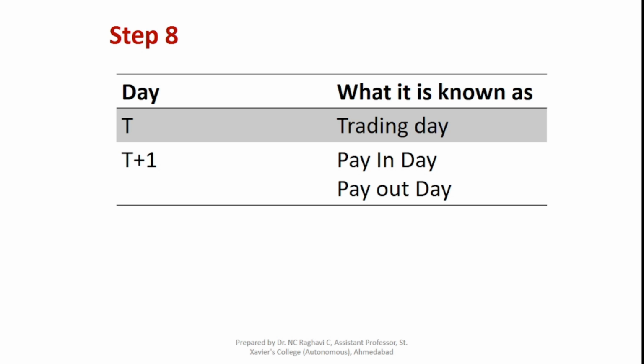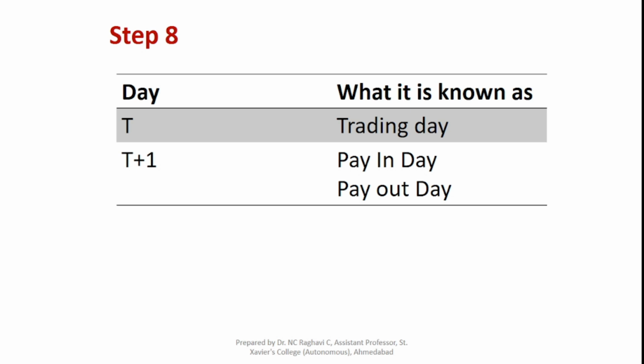Step 8 is regarding the bifurcation of the days. Nowadays, from January 2023 onwards, the trading settlement cycle is T plus 1. Earlier it used to be T plus 2. Now what does T plus 1 stand for? T stands for the trading day. 1 stands for the activities which are performed inside the stock exchange.